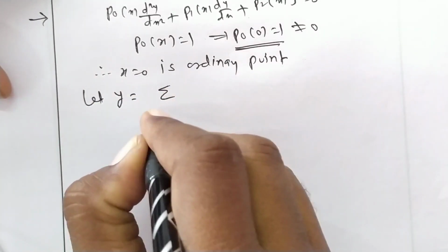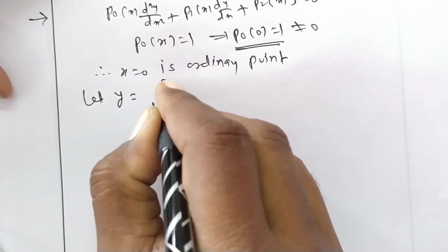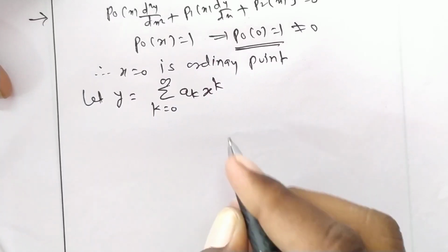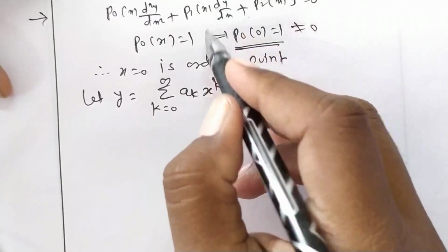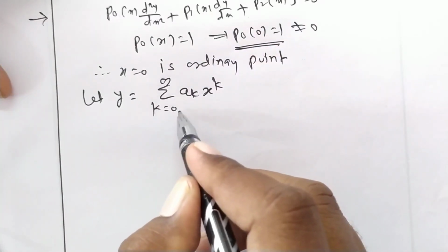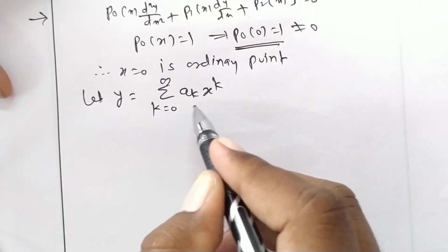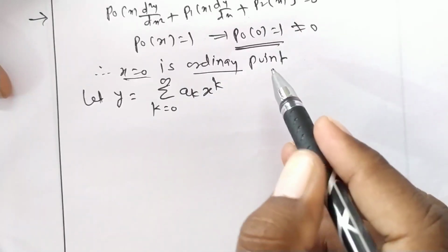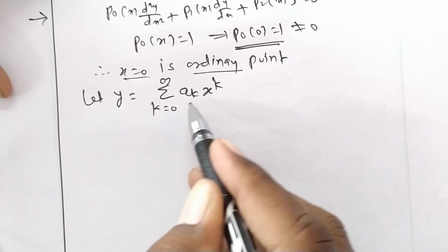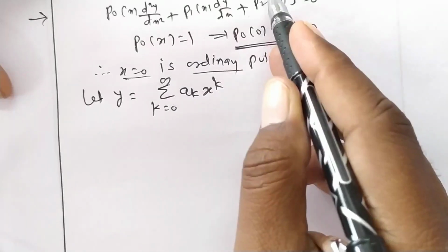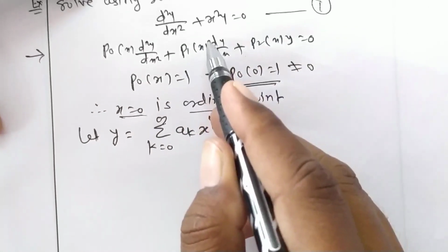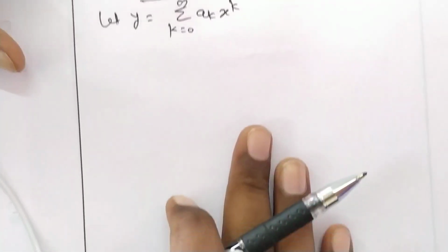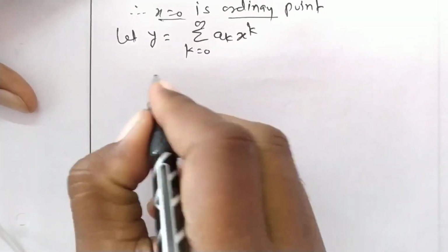And if x equal to 0 is an ordinary point, then we take the solution of the differential equation as y is equal to summation of k varies from 0 to infinity ak x raised to k. Now if y equal to summation of ak x raised to k is the solution of equation 1, then for solving this given linear differential equation, we want d2y by dx square. So from y we find dy by dx and d2y by dx square.